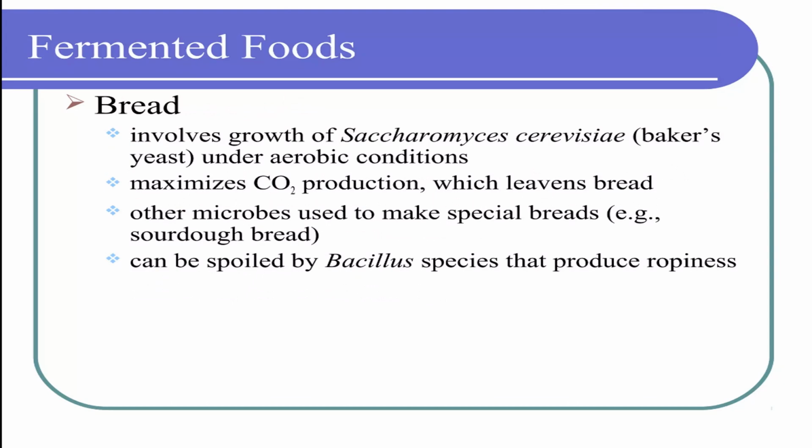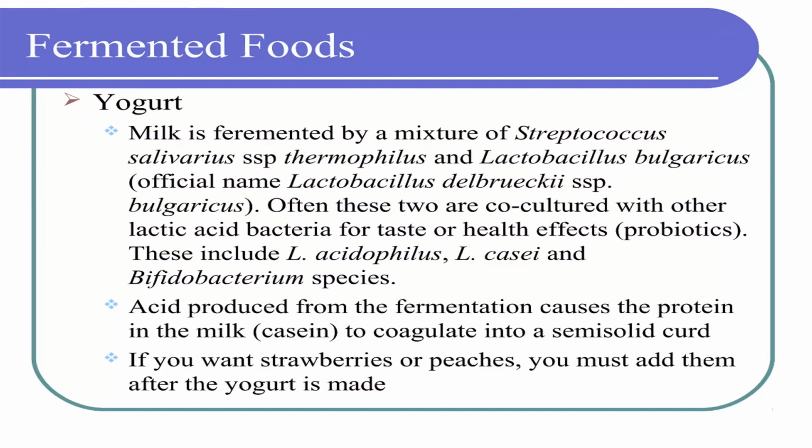Bread. It involves growth of Saccharomyces cerevisiae, baker's yeast, under aerobic conditions. It maximizes carbon dioxide production, which leavens the bread. Other microbes are used to make special breads, for example soda bread. Bread can be spoiled by Bacillus species that produce ropiness.